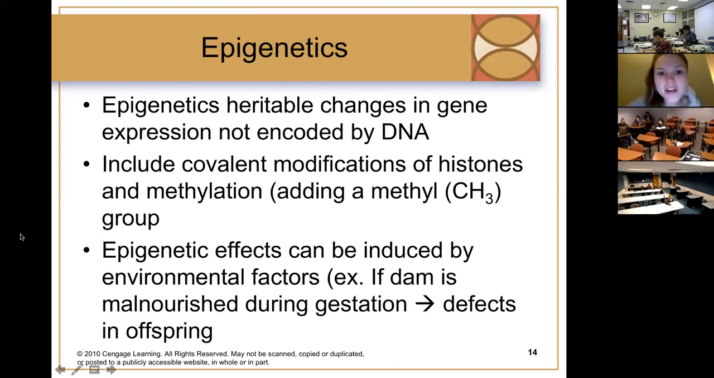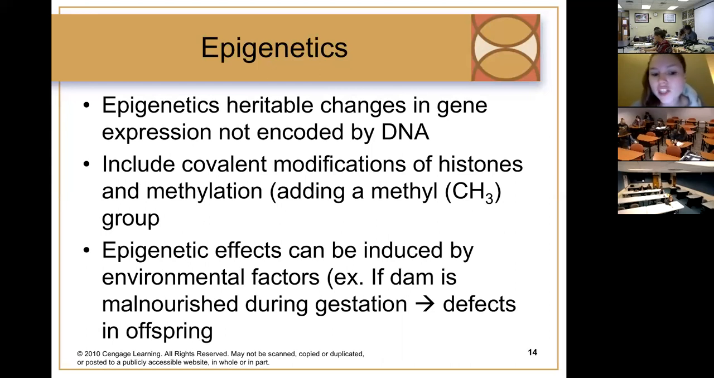So like we talked about earlier, I mentioned epigenetics. Epigenetics is just heritable changes in DNA expression that are not encoded by the DNA. So epigenetics is anything that happens to that DNA that is not actually encoded in the DNA itself. That would include covalent modifications of the histones, like we talked about, the protein structures that the DNA is wrapped around. And it can include methylation. Methylation is just adding a methyl group, which is just CH3. If that methyl group is on there, that can change how that gene is going to be transcribed.